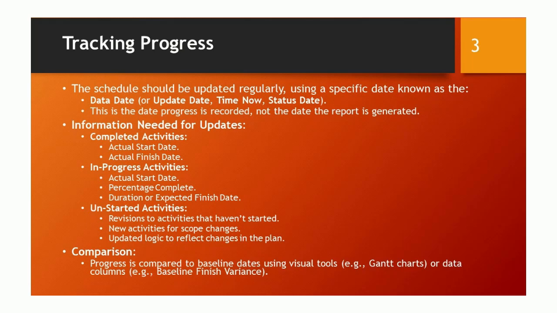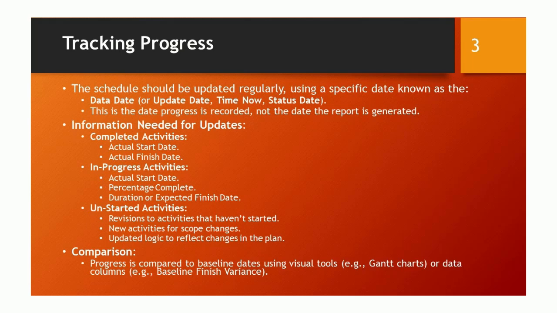For updates, we need information on completed activities, including the actual start date and actual finish date. For in-progress activities, we need the actual start date, percentage complete, and duration or expected finish date.